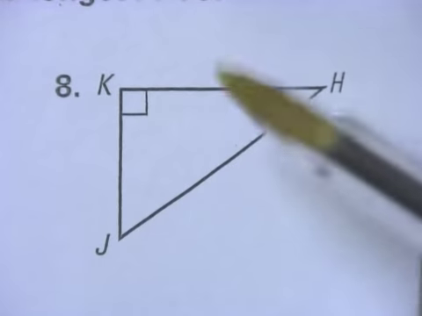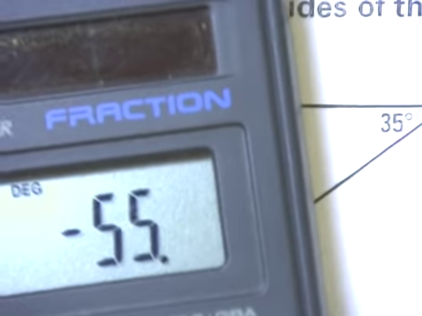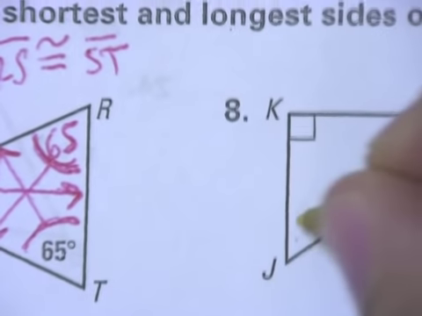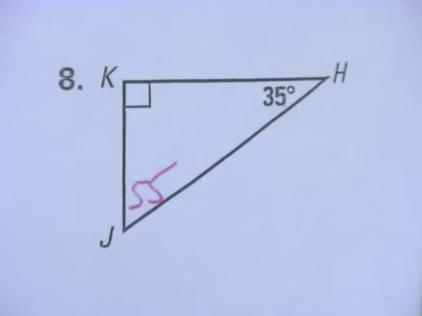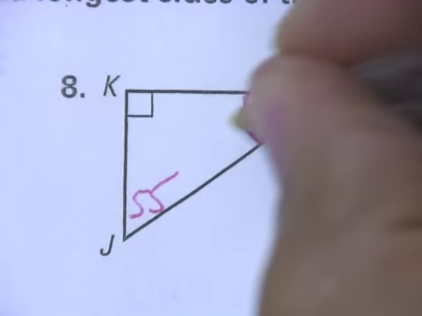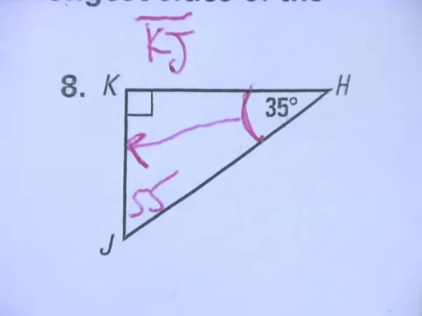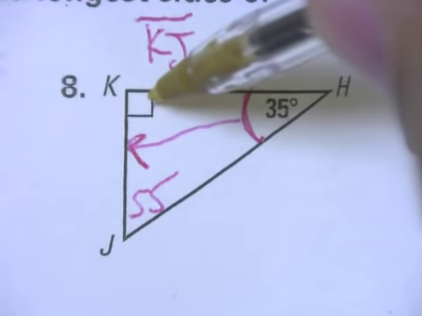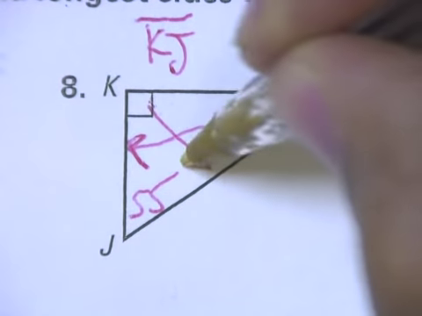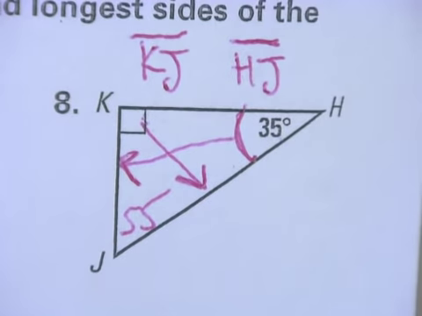Let's move on to number 8. Again, I have 90 degrees. I have 35 degrees. So the missing angle is 55 degrees. I can see clearly that this is my smallest angle. So this right here, guys, is going to be my smallest side. So segment KJ is going to be the smallest. I can see here that this is 90 degrees, and that's my biggest angle, and that's across from this segment here. So my biggest is going to be HJ, segment HJ.